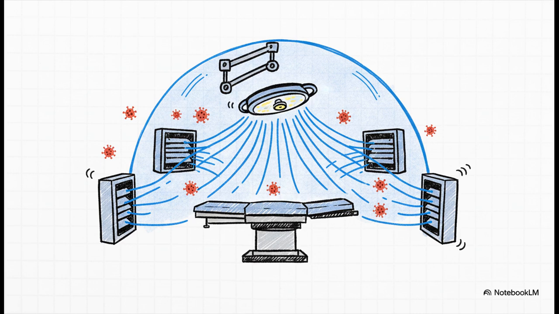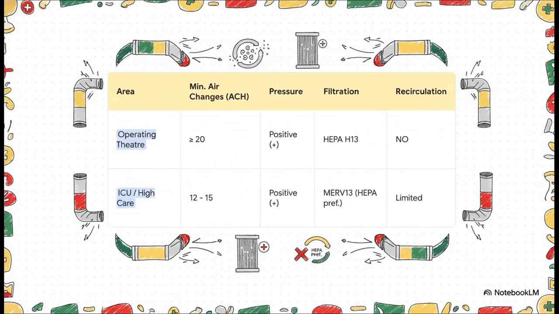So let's start where the stakes are literally life and death, critical care spaces like operating theaters and the ICU. In these rooms, the air itself becomes a medical instrument. It's a tool for infection control. The number one goal here is to prevent surgical site infections and shield the most vulnerable patients from anything nasty floating in the air. Just look at how strict these requirements are.